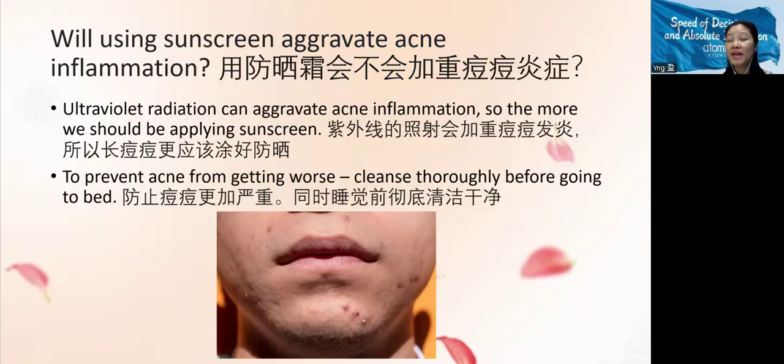Will using sunscreen aggravate acne inflammation? UV radiation can aggravate acne inflammation, so the more we should be applying sunscreen. To prevent acne from getting worse, we have to clean our skin thoroughly before going to bed.